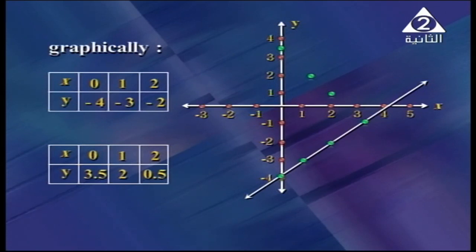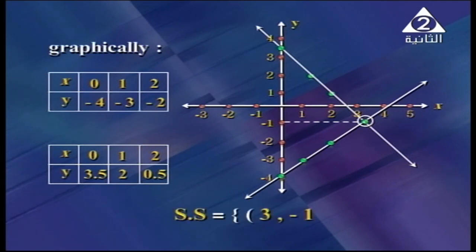So by joining them together, you are going to find that the point of intersection of the two straight lines is, that's correct, the point 3 and negative 1. So here we can say that the solution set of the equation is 3 and negative 1. And now you verified it graphically after making it algebraically. Another example.